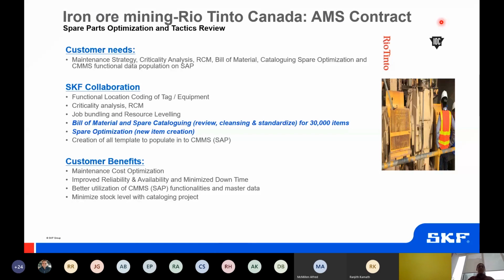And this is another contract that we have. We collaborate with a local SKF company in Canada, and SKF supports the spare cataloging and spares optimization. So the customer is Rio Tinto in Canada, and we are doing it in Indonesia.